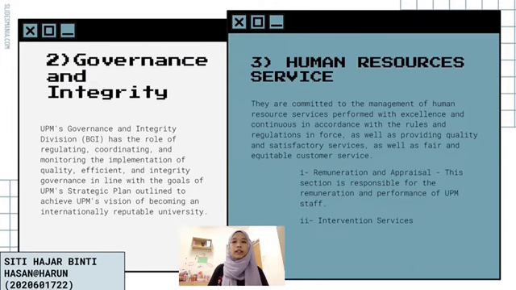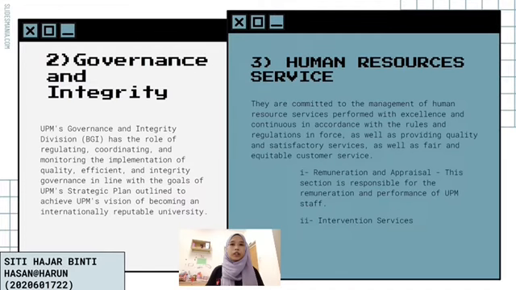Second, Governance and Integrity. UPM Governance and Integrity Division has the role of regulating, coordinating, and monitoring the implementation of quality, efficient, and integrity governance in line with the goals of the UPM strategic plan and plan outlined to achieve UPM's vision of becoming an internationally reputable university.